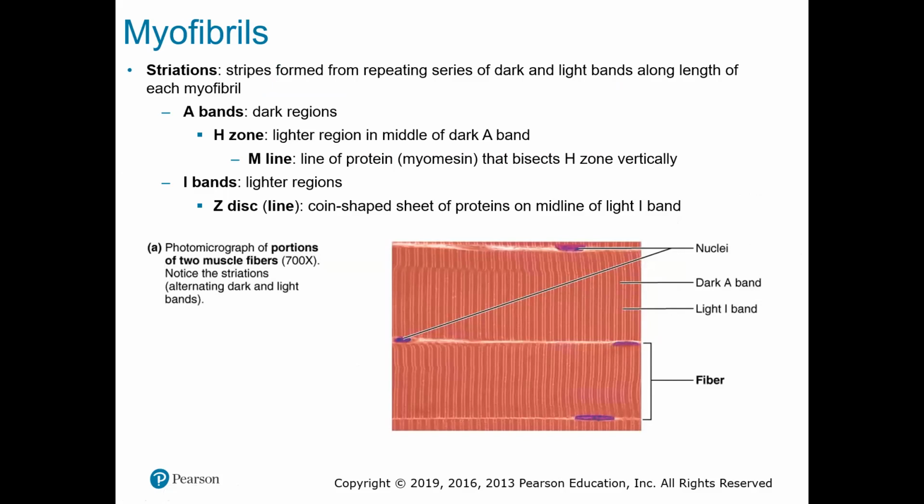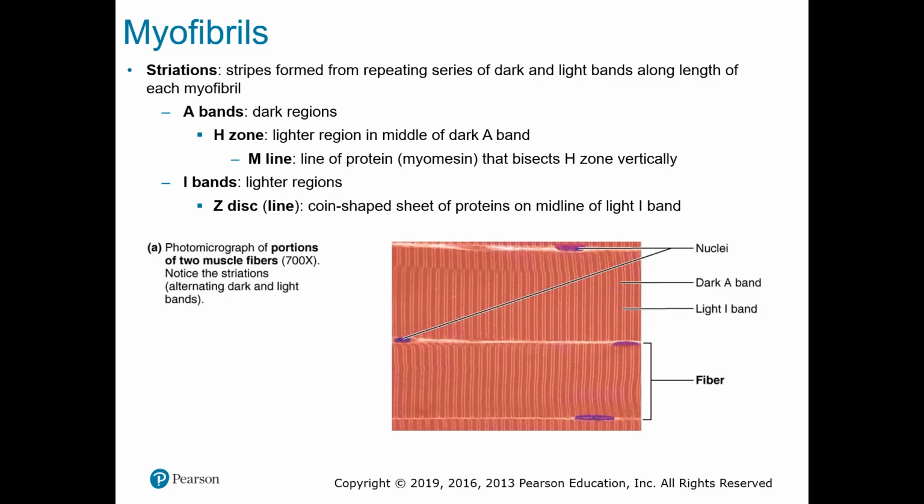So first of all, what are the bands? You have a dark band called the A band. This is one of the things you need to remember. The dark band is called the A band. The I band is the light band. So you have an I band and an A band. You have an M line, which is in the middle of the dark band. And more importantly, you have a Z line, which is in the middle of the light band.